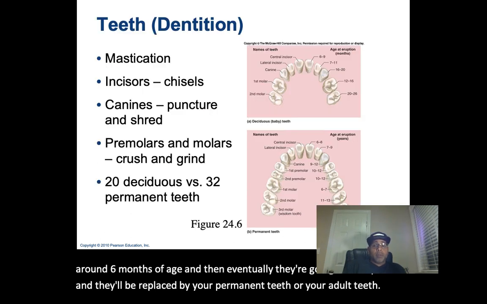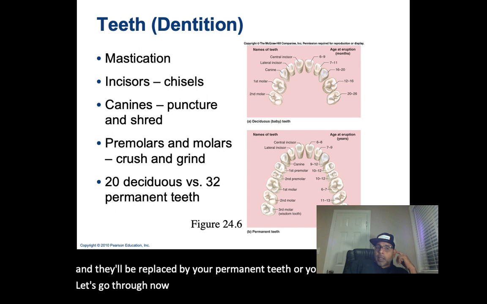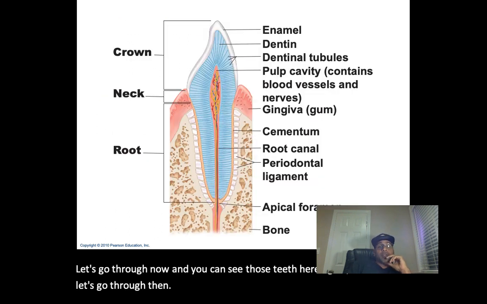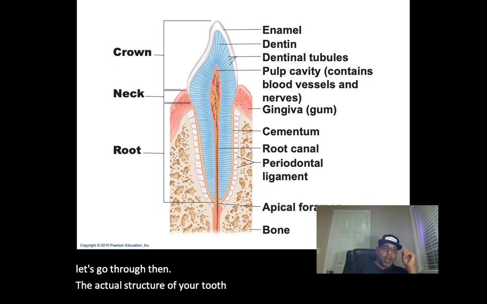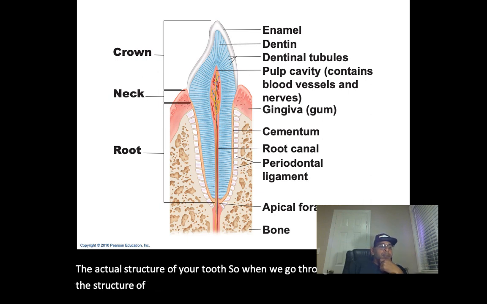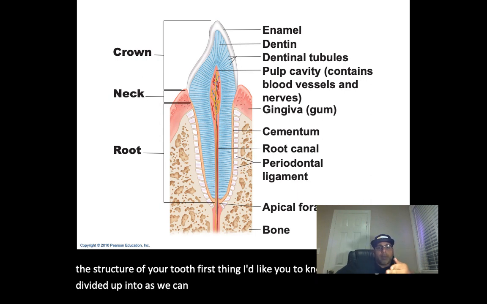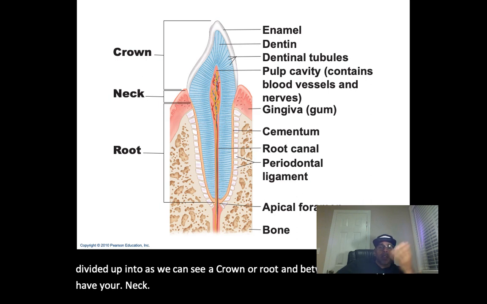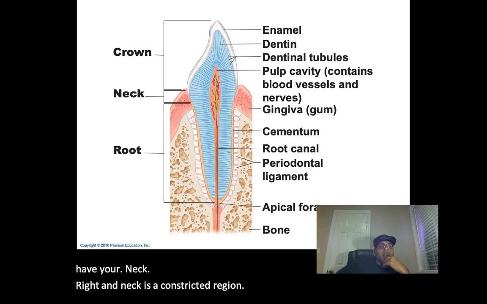Let's go through now. You can see those teeth here again as well. And let's go through then the actual structure of your tooth. So when we talk about the structure of your tooth, first thing I'd like you to know, the tooth gets divided up into, as we can see, a crown, a root, and between the two you have your neck. A neck is a constricted region.